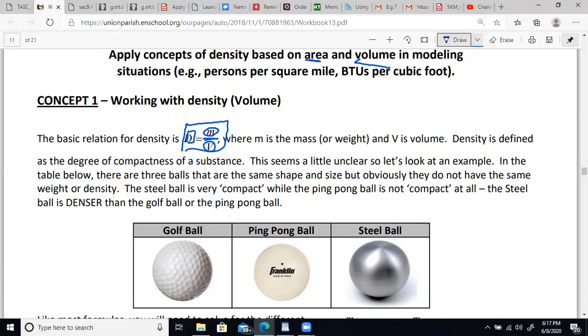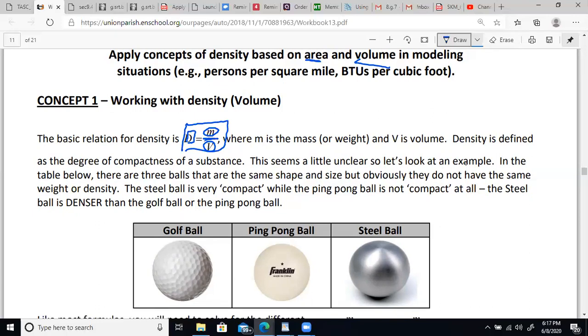They said the basic relation for density is that density equals mass divided by volume, where M is the mass, otherwise known as the weight, and V is the volume. Density is defined as the degree of compactness of a substance. How compact is it? They kind of go on. That's a little bit unclear sometimes.